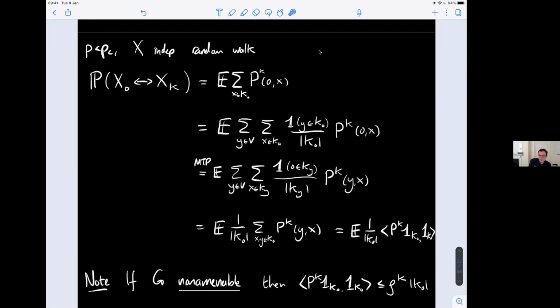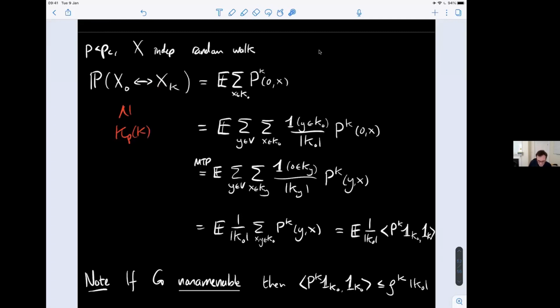So as I said, we're going to try to do this. We're going to bound minimum connection probabilities by bounding connection probabilities between 2 points of a random walk. Let's suppose I take my percolation with p less than pc, so all the clusters are finite, and I take an independent random walk. Then I want to look at the probability x0 is connected to xk, and obviously this is an upper bound on p of k, because the 2 points have distance at most k from each other.